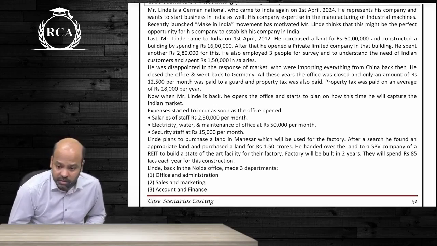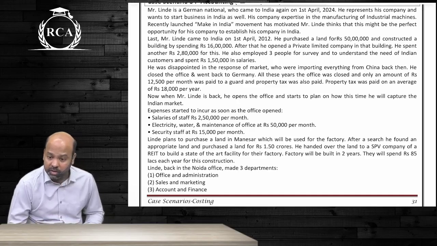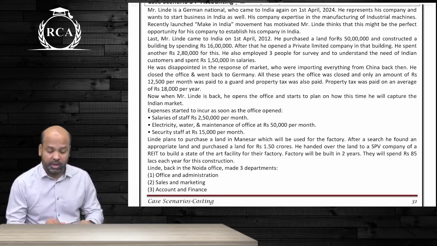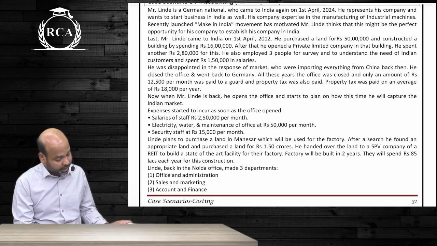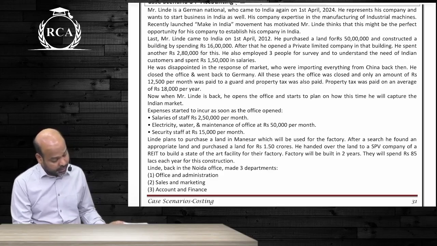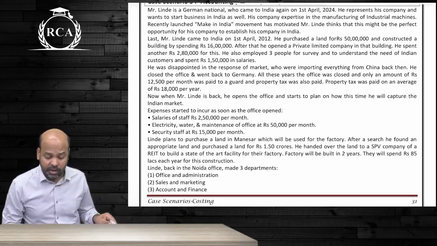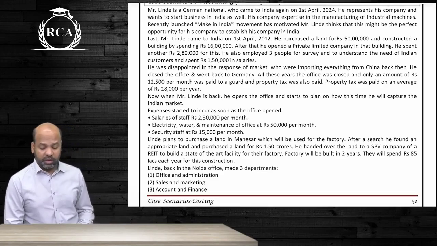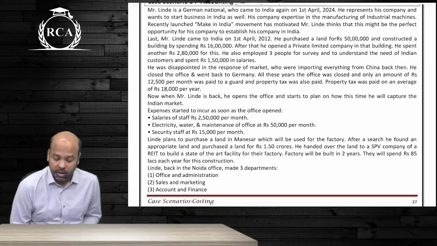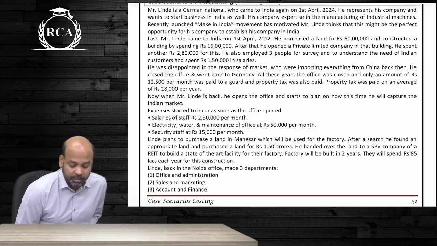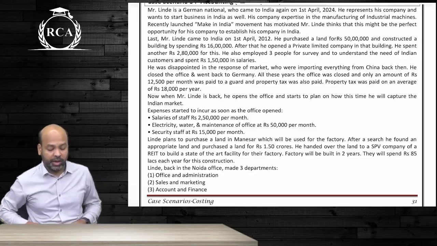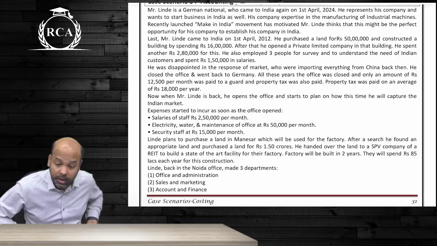70 lakhs, 30,000. He was disappointed in the response of the market, which was importing everything from China back then. He closed the office and went back to Germany. All these years the office was closed, only an amount of 12,500 per month was paid to a guard, and property tax was also paid. Property tax was paid on an average of 18,000 per year. This is shutdown cost.